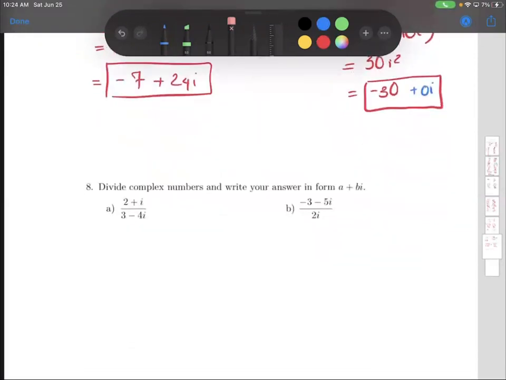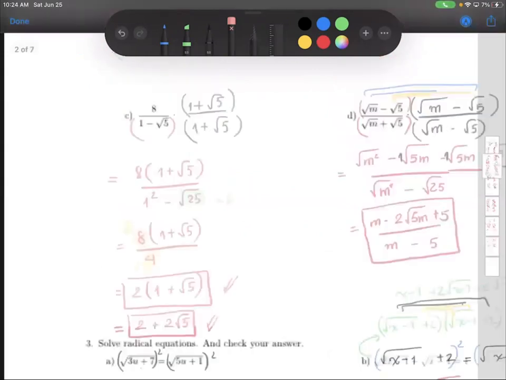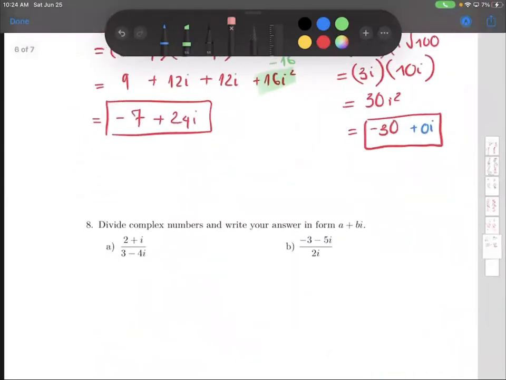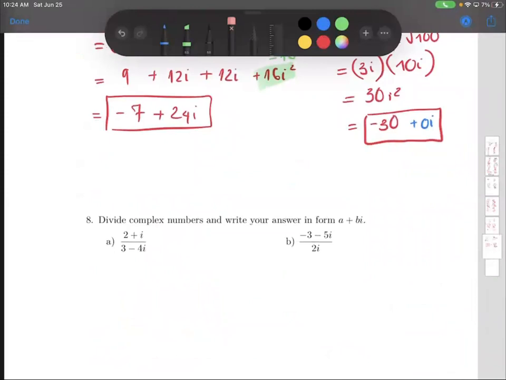Divide complex numbers. Now, dividing complex numbers is kind of similar to rationalizing the denominator. So up here, when we rationalize the denominator, we don't want a radical in the denominator, right? Here, dividing complex numbers, we don't want i in the denominator. So what do we do? We multiply top and bottom by the conjugate of the denominator, right? See, very similar. So for A, I'm going to multiply top and bottom by 3 plus 4i over 3 plus 4i.